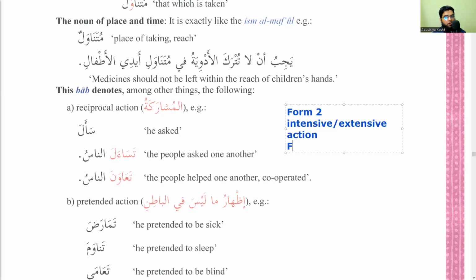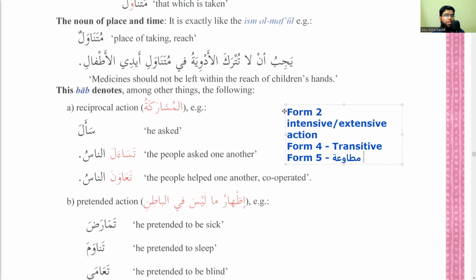Correct? Form 4 signifies changing into a transitive verb. You can use, even form 2 is used for that anyways. Same. Now form 6. Form 5 is also, we learned form 5 is mutawa. Last class we read about that. What is mutawa?